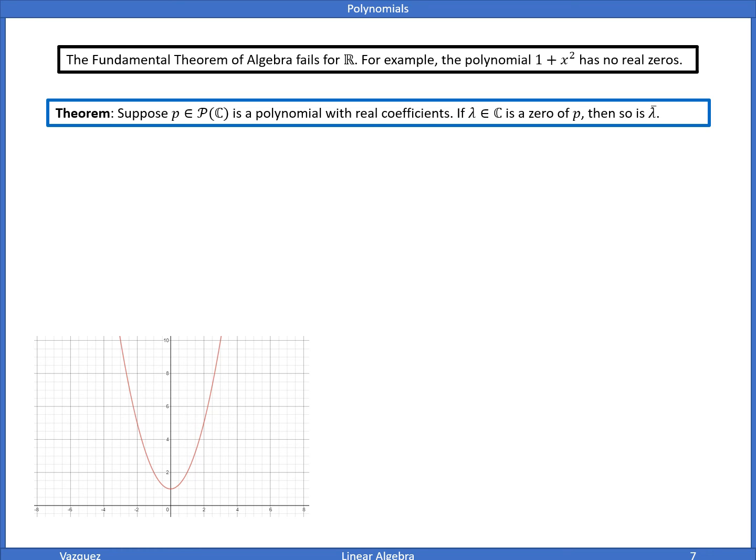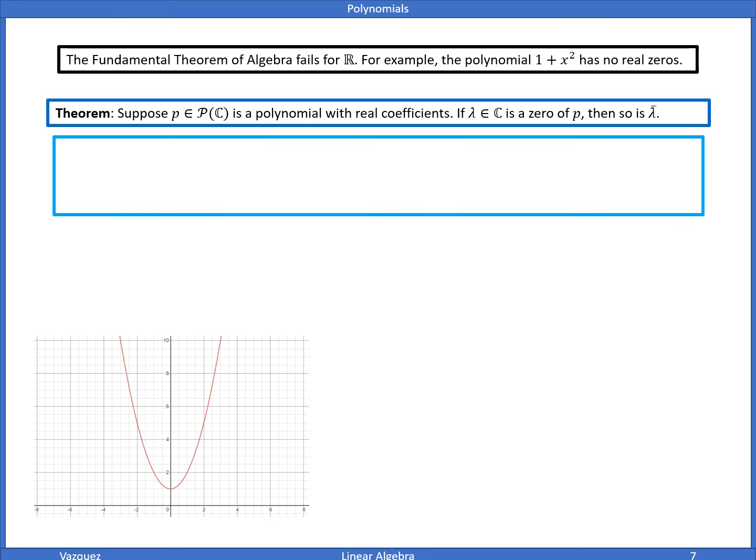So suppose P is a polynomial with complex coefficients. Oh, sorry, a polynomial with real coefficients. Well, if lambda in C, lambda being a complex number, is a zero of P, then the conjugate of lambda is also a zero of P.